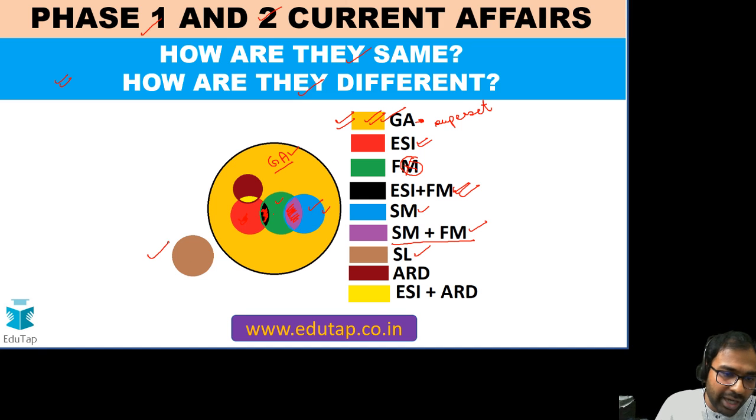Now security law I have drawn outside because security law does not have a link with general awareness when we study the previous year questions. Theoretically I can create a link, but practically when I study the previous year question papers of RBI as well as SEBI, because security law is a topic in SEBI, not RBI. So security law I have drawn as a separate circle because it does not have overlap or sync with general awareness.